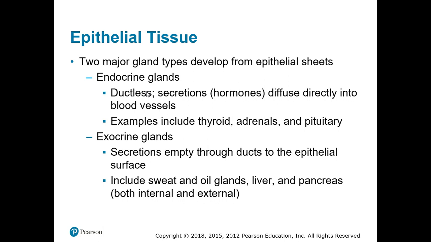Exocrine glands are also going to have secretions, but they don't empty directly into a blood vessel. They go through something called a duct, which is basically a tubing, to wherever epithelial surface it needs to be released. These include things like sweat glands, oil glands, your liver, which has a bile duct, and then you also have your pancreas, which also has a duct that releases into your stomach.